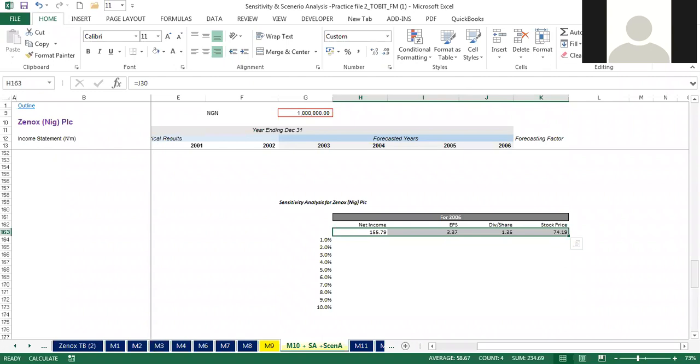For instance, if I'm changing my sales forecasting factor, what is going to be the input is the sales forecasting factor. At different levels of sales growth, I want to see the impact of that sales growth on my net income, my earnings per share, my dividends per share, and my stock price. Do you understand? Please, if you don't understand, talk. It's clear, sir. Are you sure? Okay. So that is for one input.